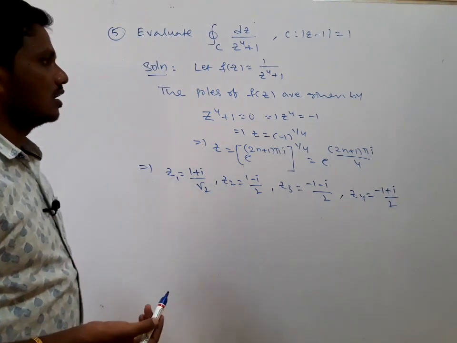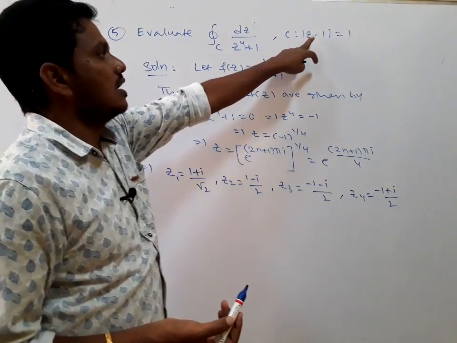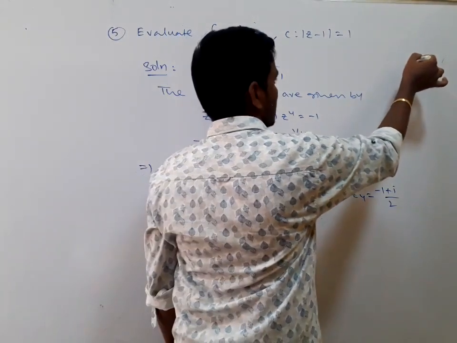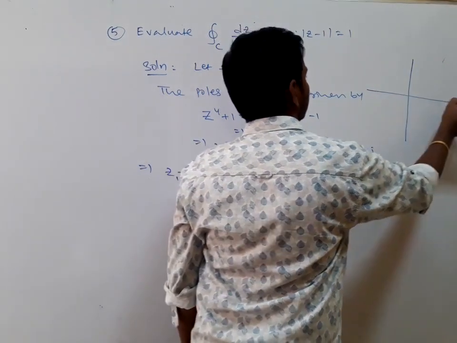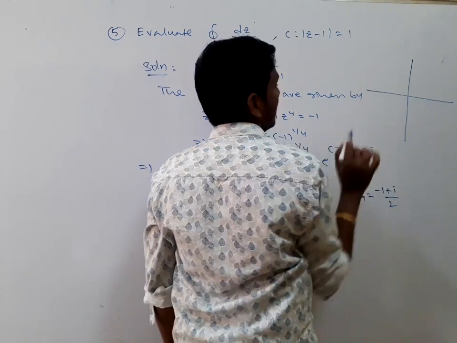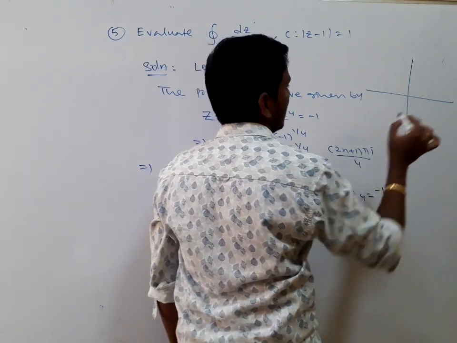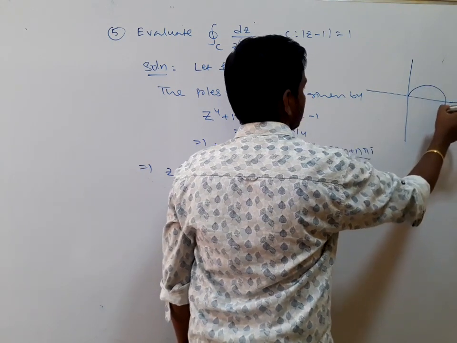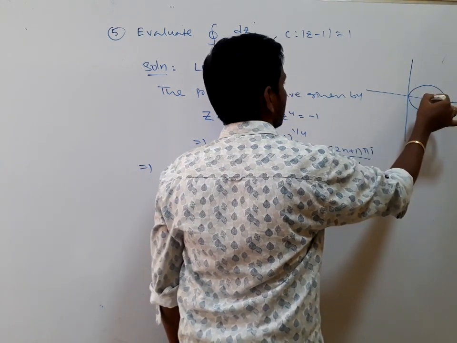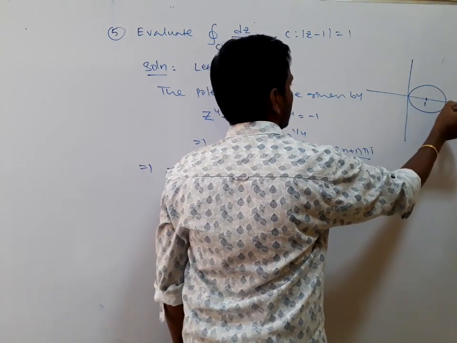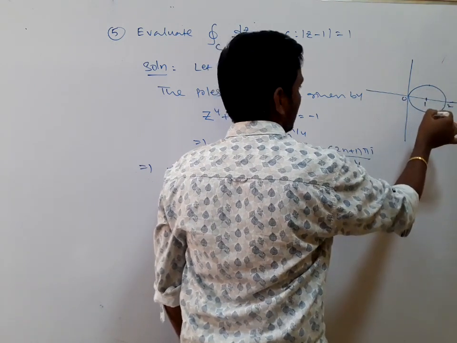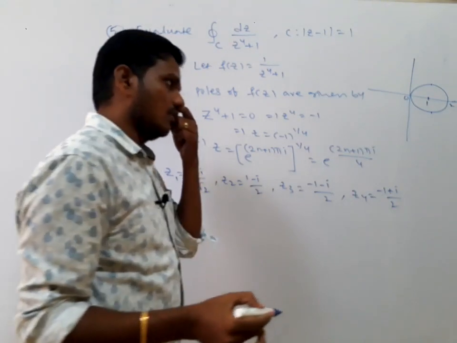Now coming to the region. What is the region here? It is centered at 1 with radius 1. Here it is 1, here we have 2, here it is 0, and the circle looks like that.